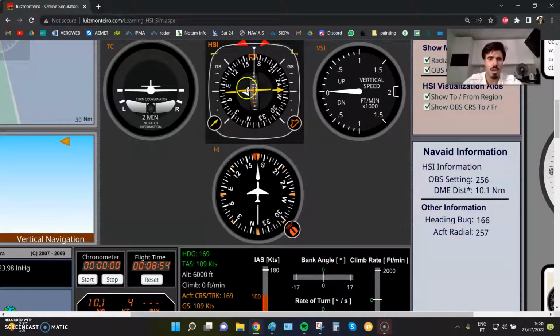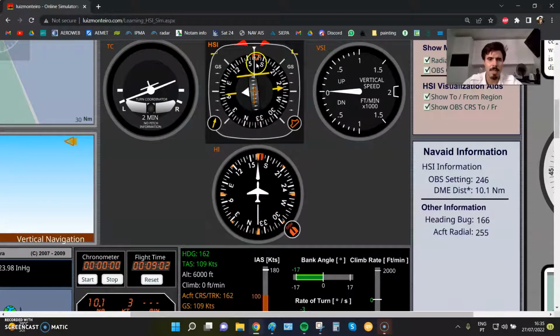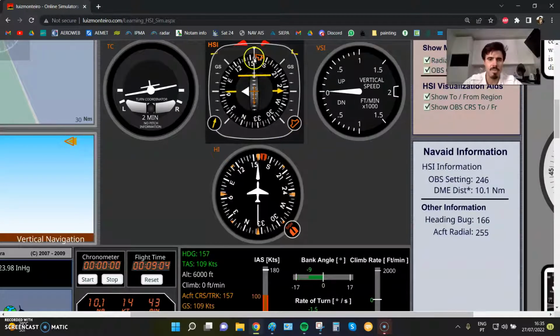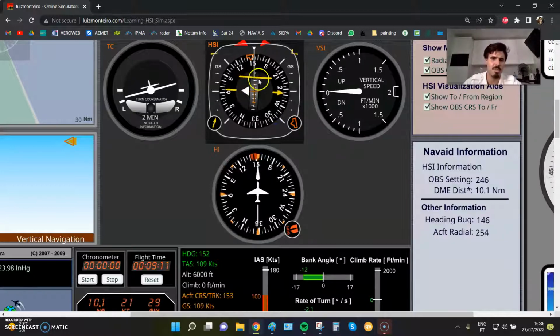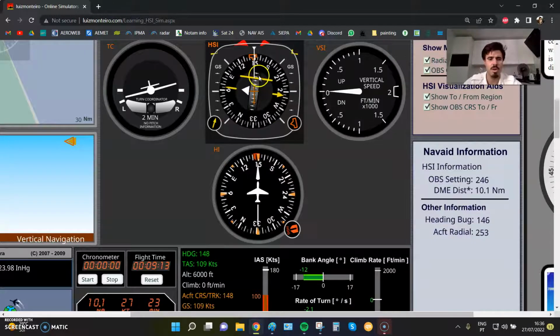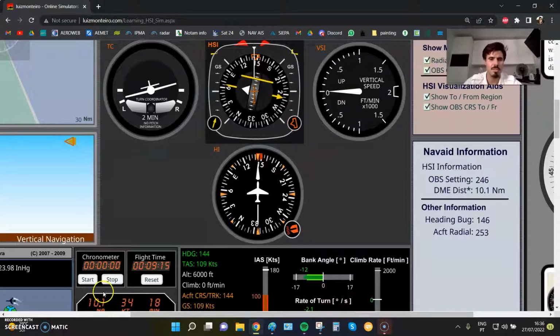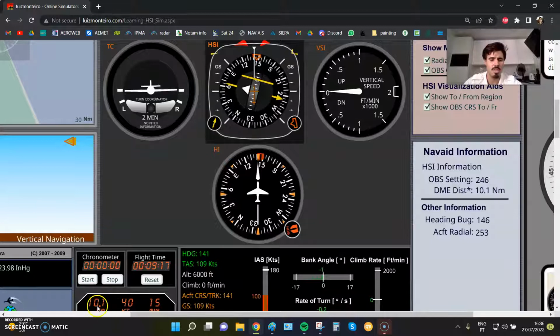So now my radial is entering, and I'm going to select the radial 10 degrees ahead. But instead of following the scale, I'm going to follow 10 degrees to the left, because if the VOR is at my left, I want to get closer to the VOR so that my distance decreases to 10. Okay, it's already done.